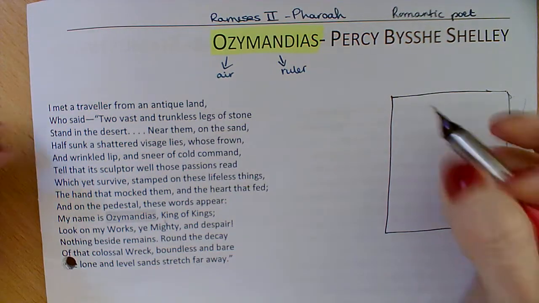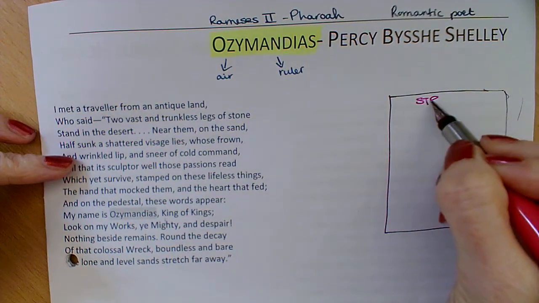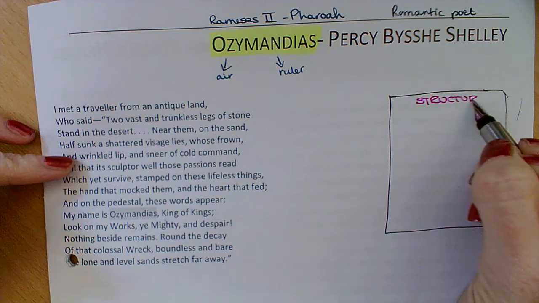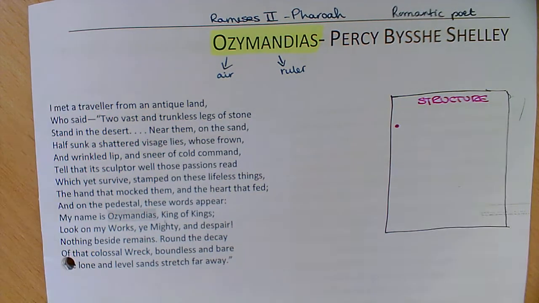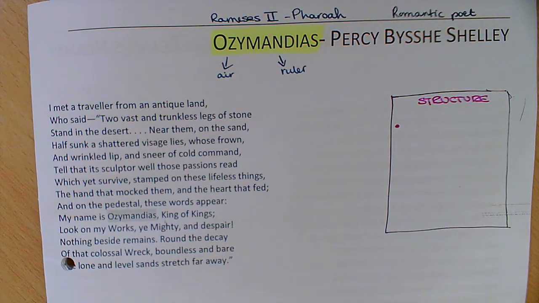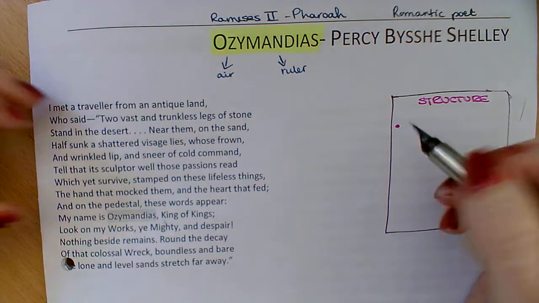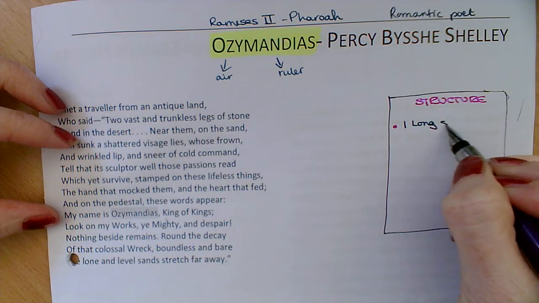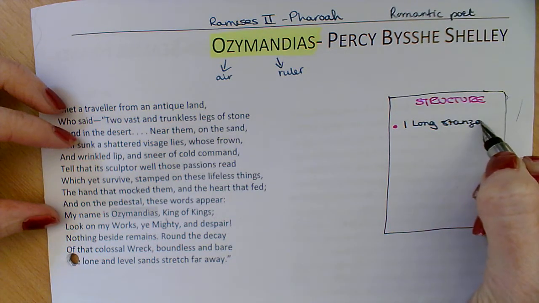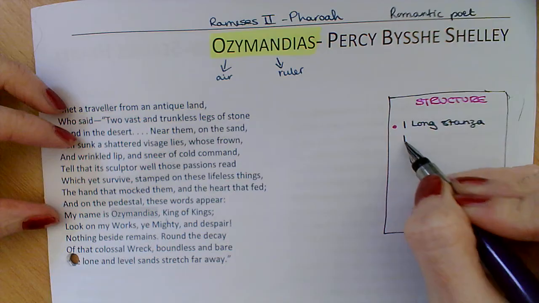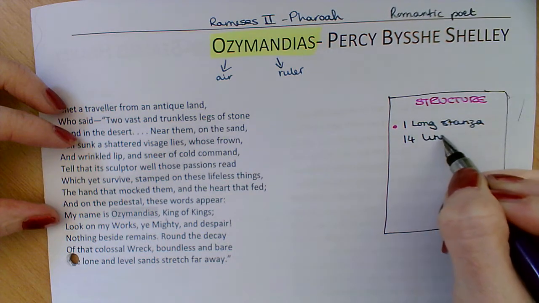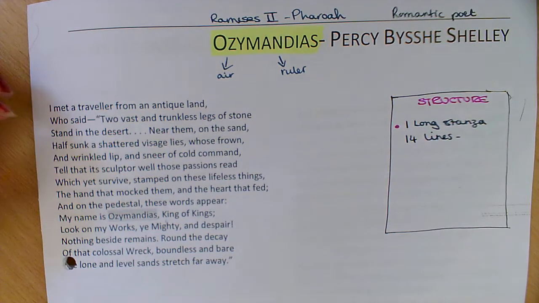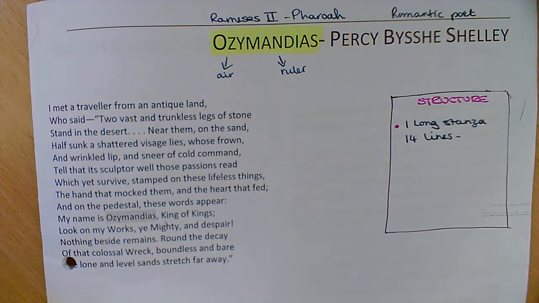So, one long stanza of how many lines? Can anybody tell me quickly? How many lines is it? 14. What does that suggest? What sort of poem has 14 lines? A sonnet. Good.